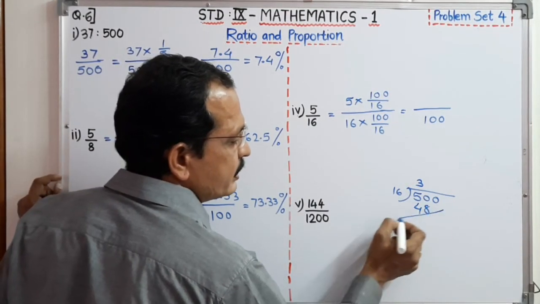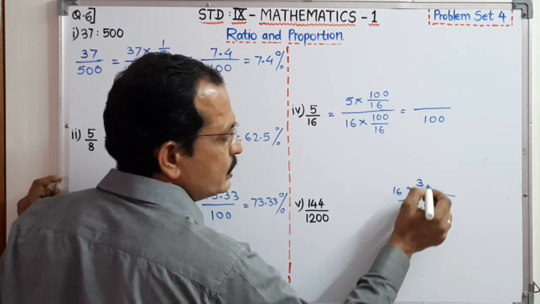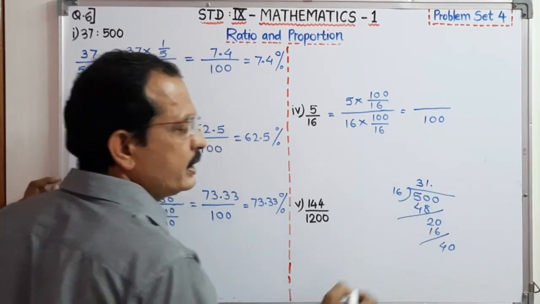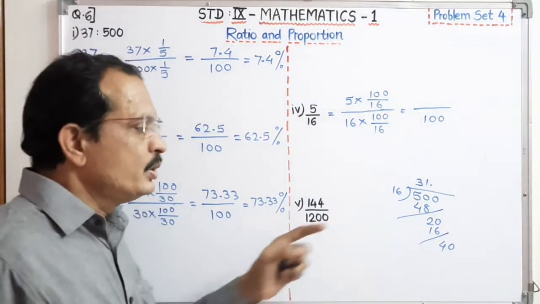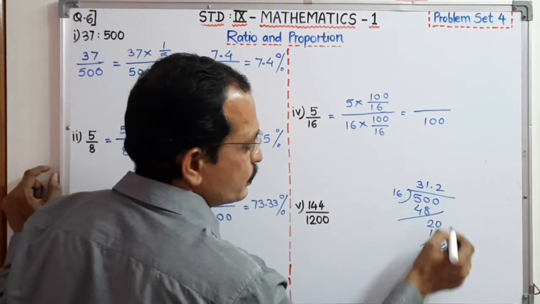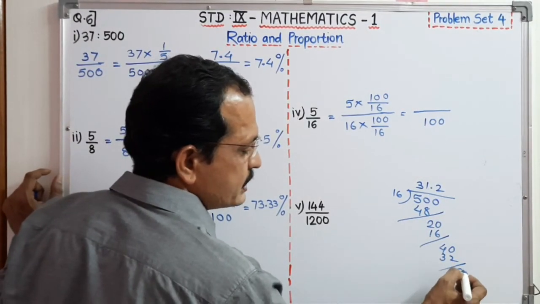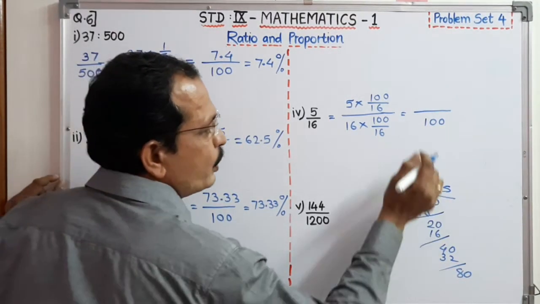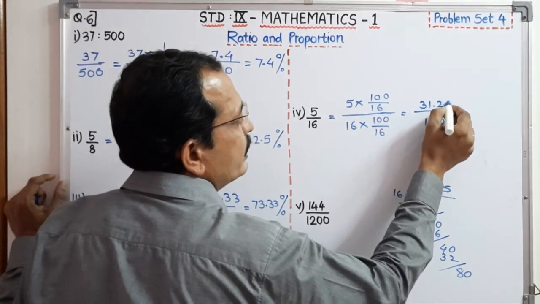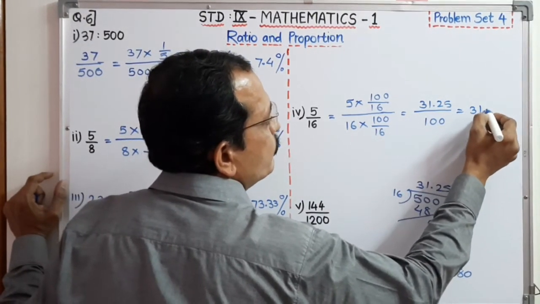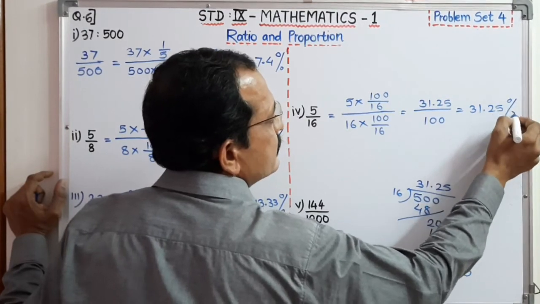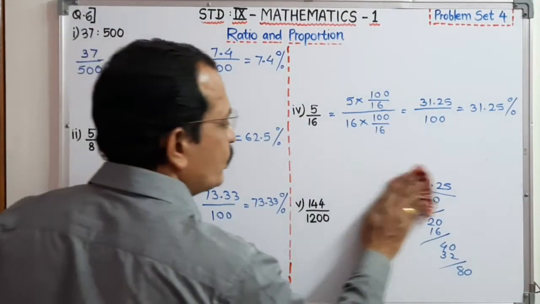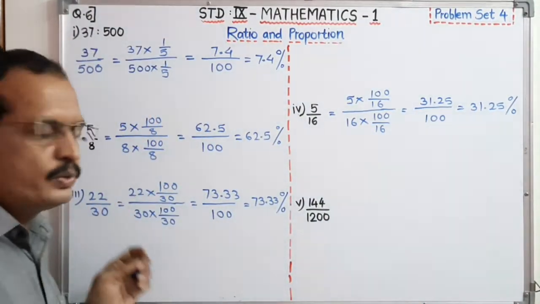16 3s are 48. It is 2, it is 0, 16 1s are 16, it is 4, decimal point, then it is 16. See, dear student, 16 2s are 32, here it is 88, got it? 31.25, we can write 31.25%. Very easy, dear student. Now see, this is also a simple thing.